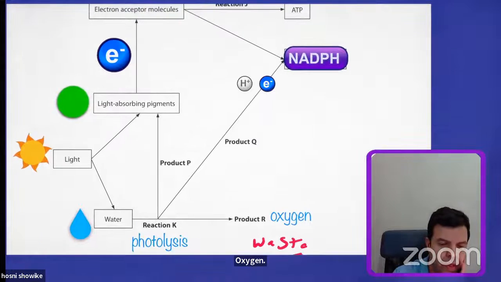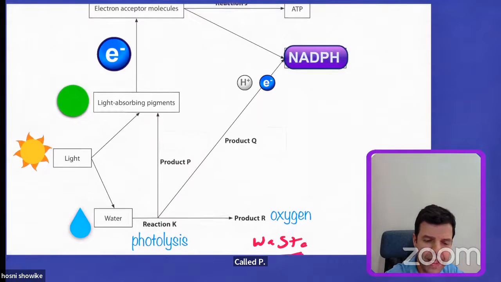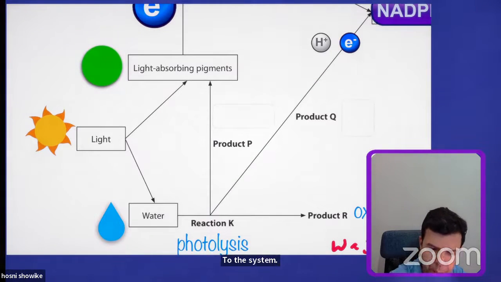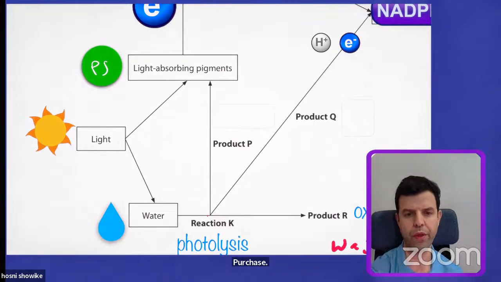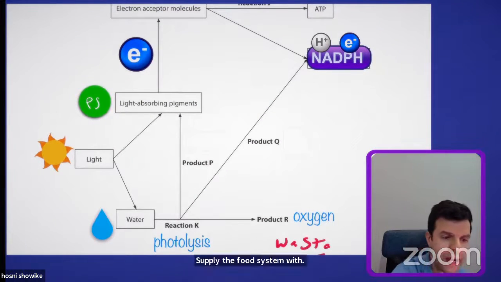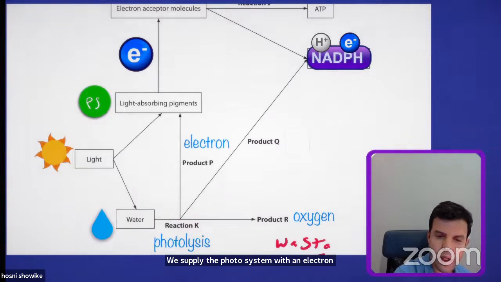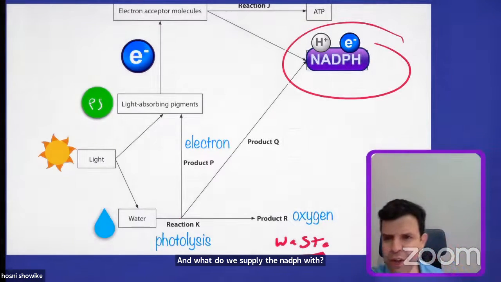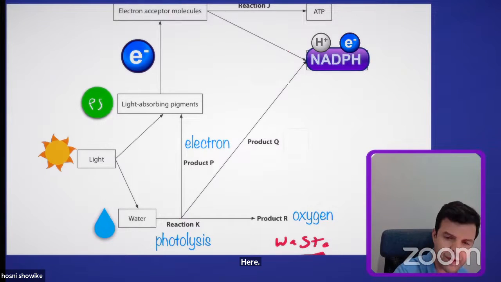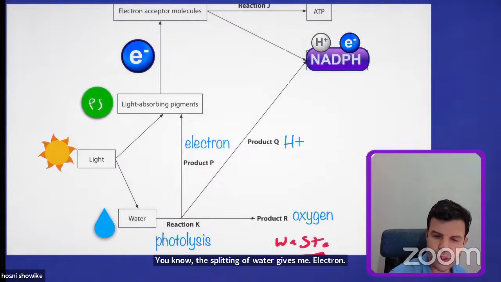And then the water is passing on another product to the photosystem. Can you name that product that jumps from water to the photosystem? What do we supply the photosystem with? We supply the photosystem with an electron. And what do we supply the NADPH with here? The splitting of water gives me electrons and also protons. So here is the proton.